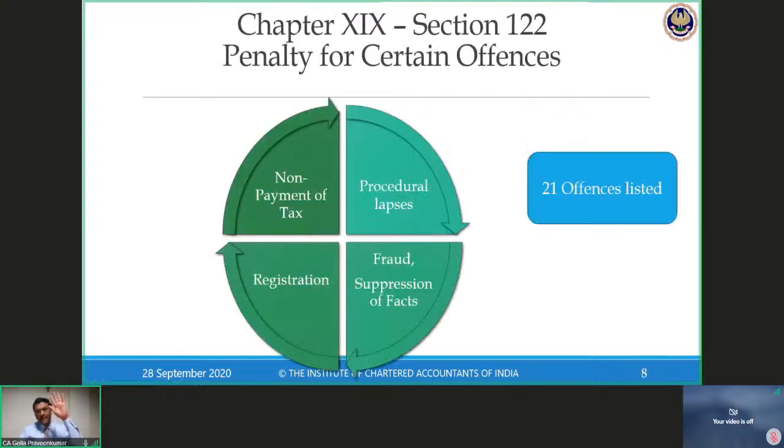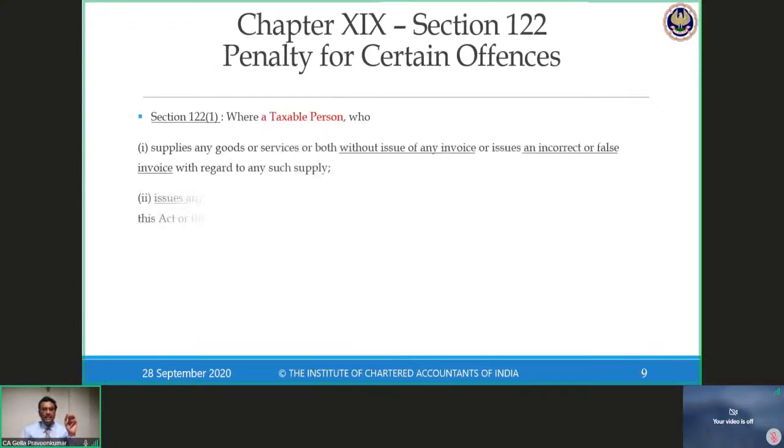So friends, just keep in mind: procedural, fraud, registration, non-payment of taxes. These are the 4 buckets. We'll go through and understand all our provisions under section 122 in any of these aspects. Procedural, fraud, registration, non-payment of taxes. Now, there could be overlapping of any of these buckets. That also we will understand for each of those things.